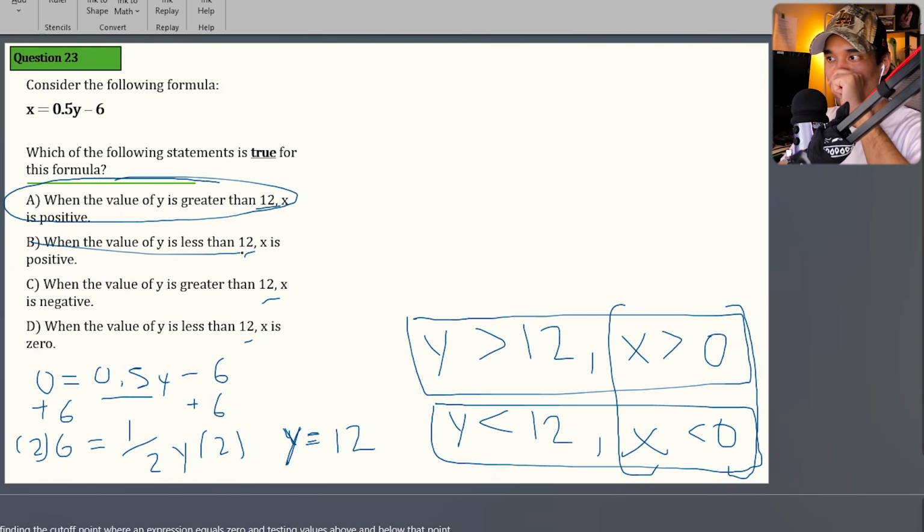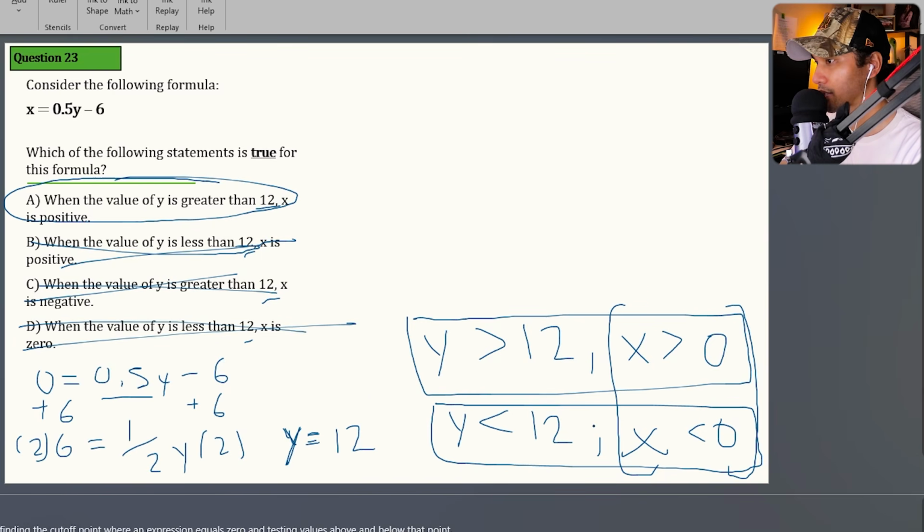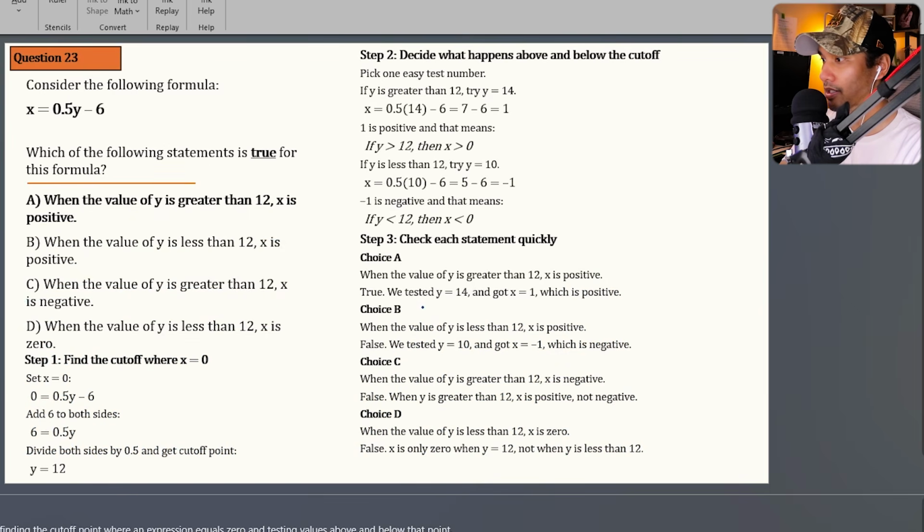So this one is out. When the value of y is greater than 12, x is negative? No. When the value of y is greater than 12, x is positive. Get out of here. When the value of y is less than 12, x is 0? No, not exactly. So we can rule that out. When the value of y is less than 12, x is 0? No, it's not. Let's check our choices here.